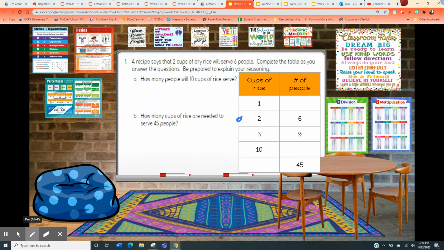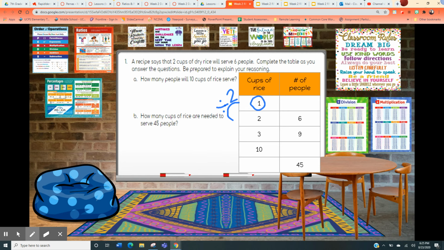So if I were to go from 2 to 1, I need to think to myself, what do I need to do in order to turn 2 into 1? Well, I'm going to divide 2 by 2. So if I take 2 and divide it by 2, it's going to give me 1. So whatever I do on one side of my table, I want to get into the habit of doing the same on the other side of my table.